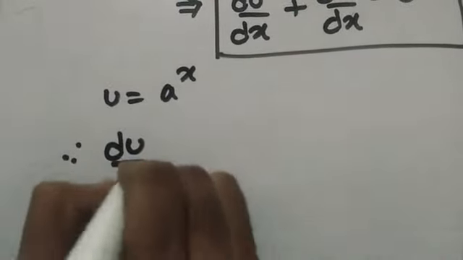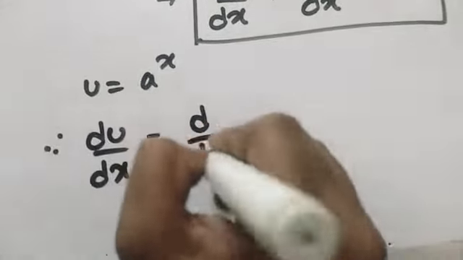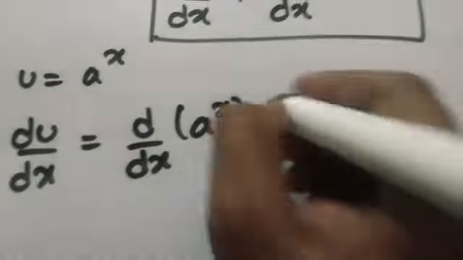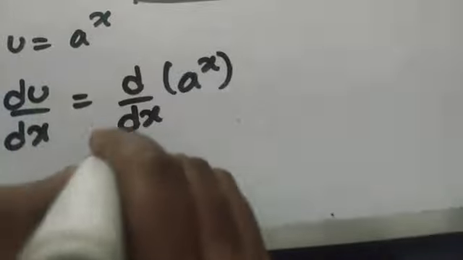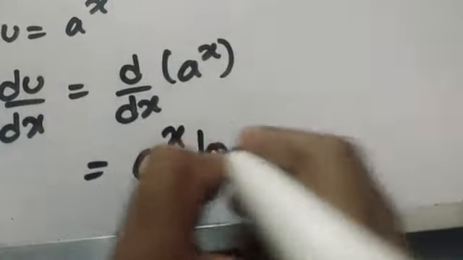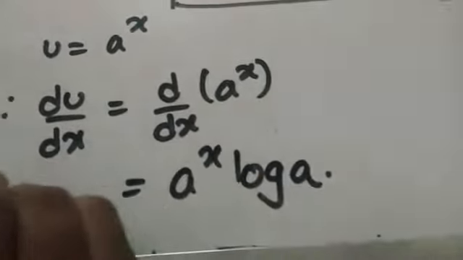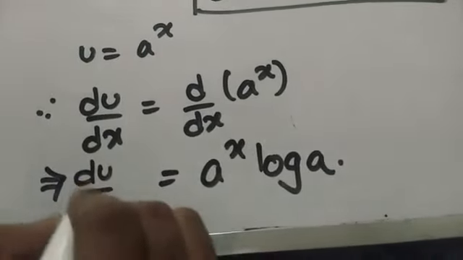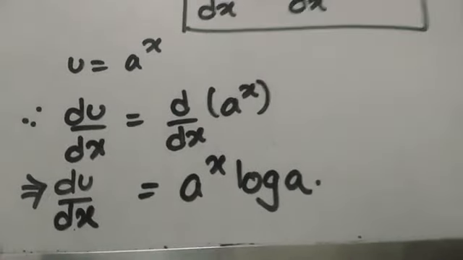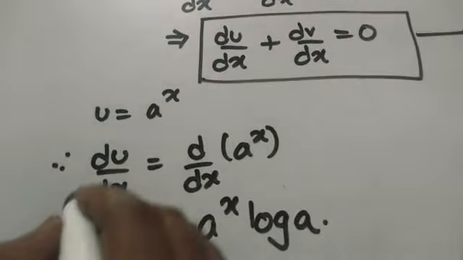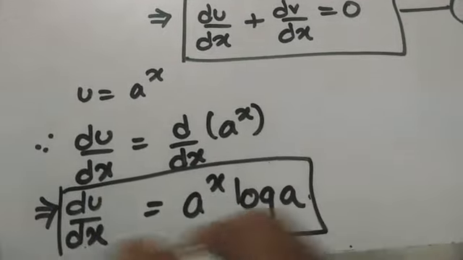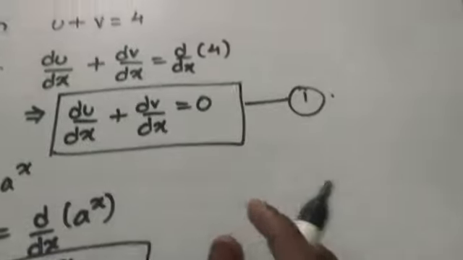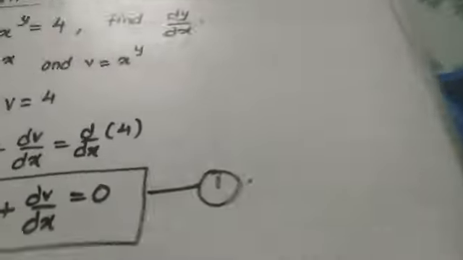We know this is a direct formula for this, that is d/dx of a to the power x. The formula is a to the power x log of a. So this is our du by dx. So we got our du by dx. So now we will find our dv by dx. Okay, so what was our dv by dx?